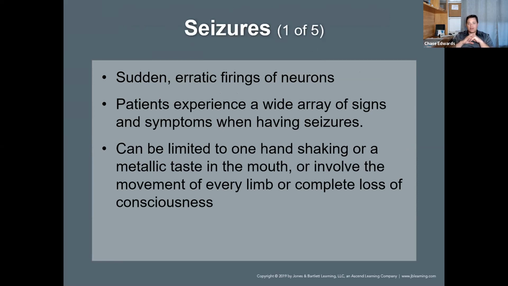So seizures, let's talk about them. Sudden erratic firings of neurons. Patients experience a wide array of signs and symptoms when having seizures, right? A seizure can be limited to one hand shaking or a metallic taste in the mouth, or it can involve the movement of every limb or the complete loss of consciousness.